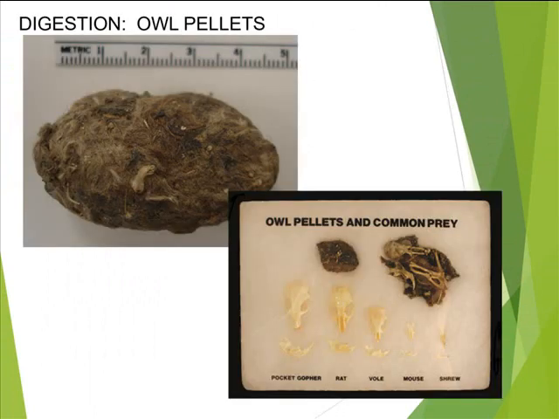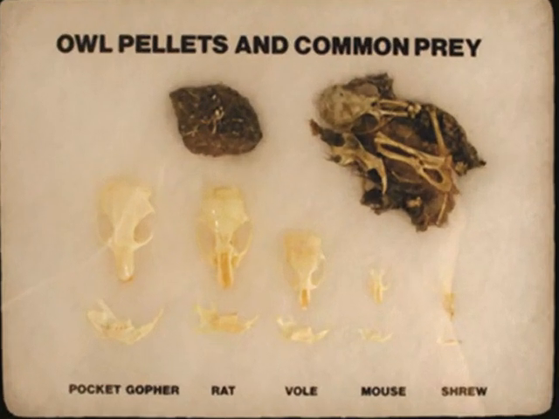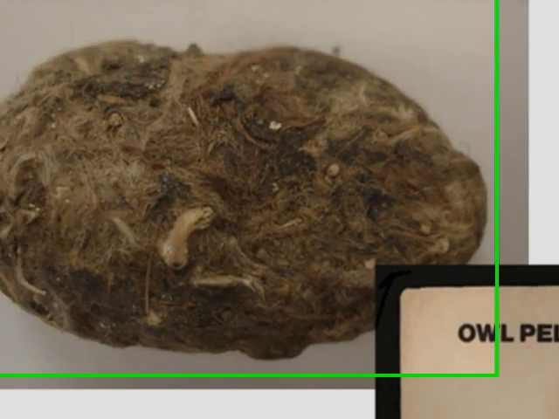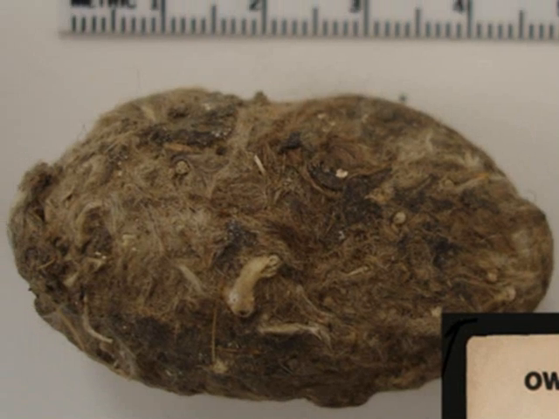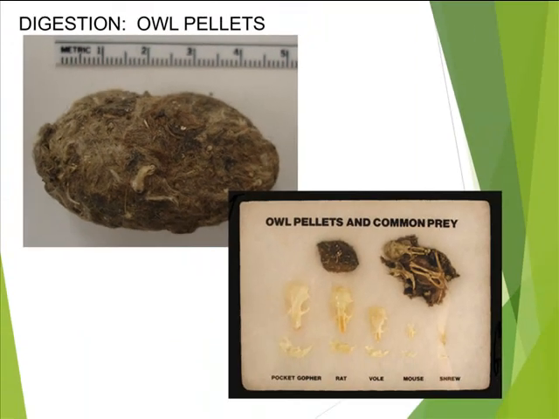Owls swallow their prey whole or in large pieces and have a special digestive system in which pellets are formed and regurgitated, or puked up, to dispose of the indigestible parts of their prey. Owl pellets are not poop. A crop is a loose pouch inside most birds. It stores food and allows birds to pulverize hair, bones, and teeth. Owls do not have a crop.